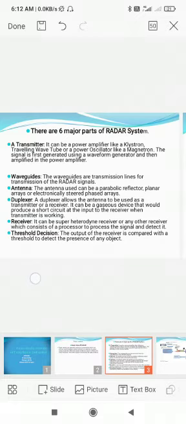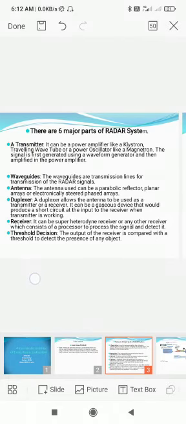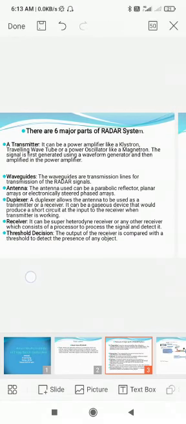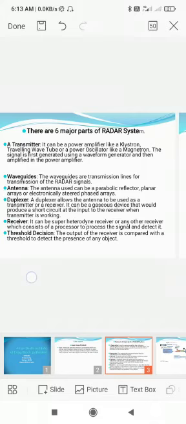Next is the duplexer. A duplexer allows the antenna to be used as a transmitter or receiver. It can be a gaseous device that produces a short circuit at the input to the receiver when the transmitter is working. Receiver: it can be a superheterodyne receiver or any other receiver, which consists of a processor to process the signals and detect them.